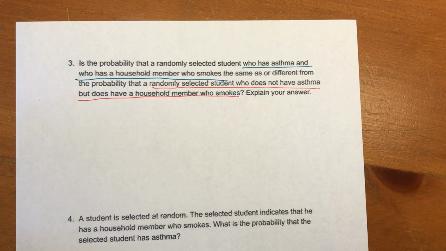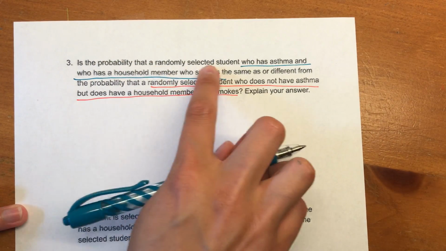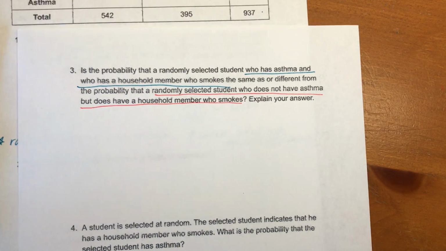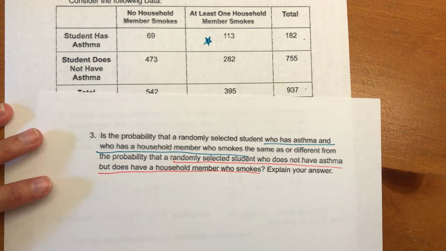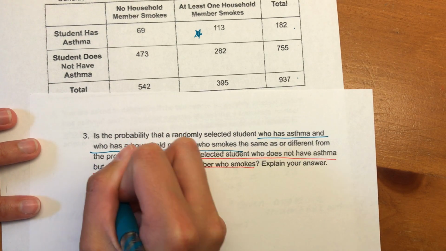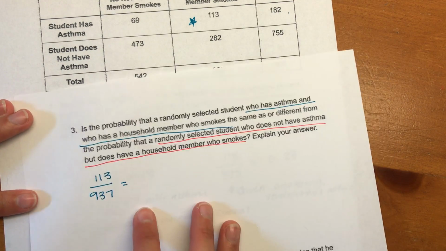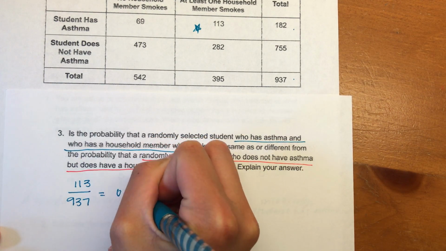Now I'm going to calculate them, okay? So the probability of a randomly selected student who has asthma and who has a household member who smokes is going to be taken from the students who have asthma and a household member who smokes. That's our 113 out of our total 937. Oh, we don't know this value. We're going to calculate that value as 113 divided by 937, which is 0.12.